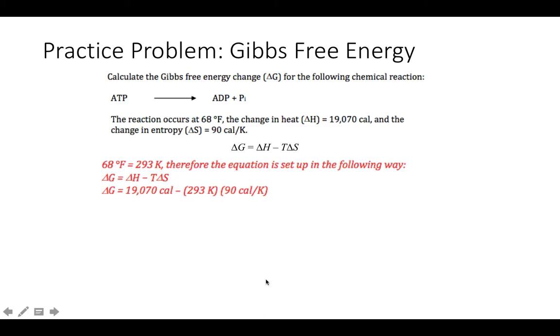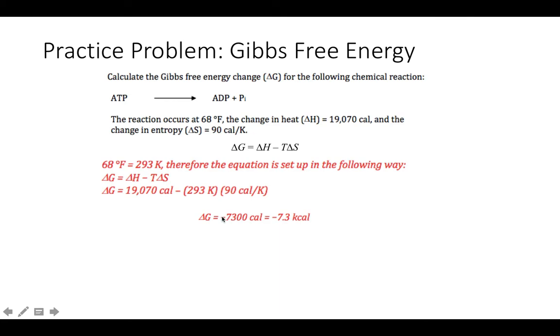So we're going to go ahead and calculate that out. I'll give you a second here. Okay, so our correct answer is a negative 7,300 calories. Now we always are going to give our answers in kcal. So complete your equation doing calories, and then at the very end transfer it over to kcal by moving your decimal place 1, 2, 3 to the left.